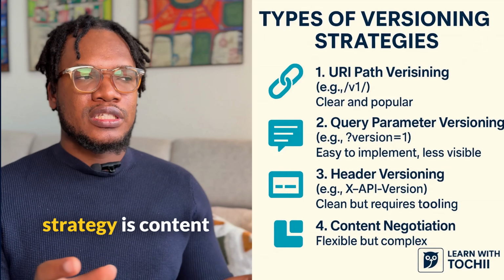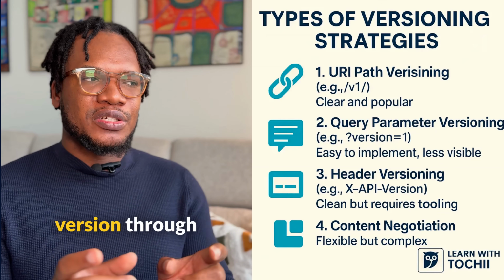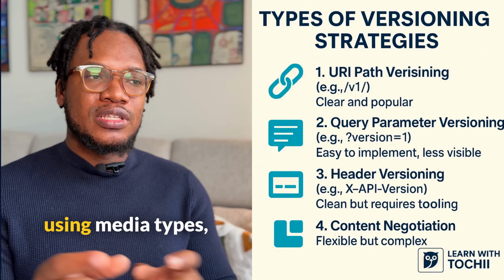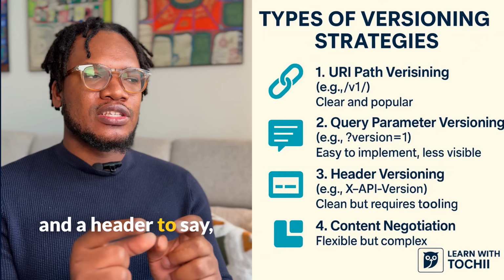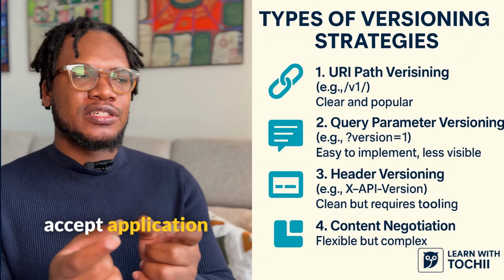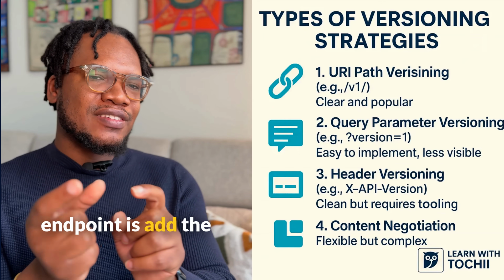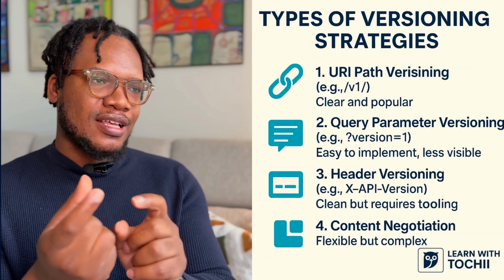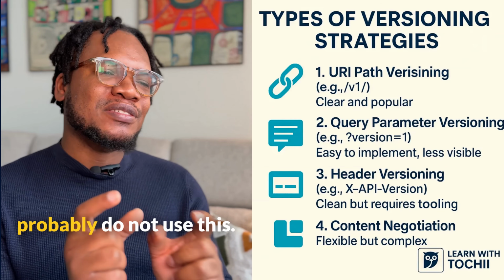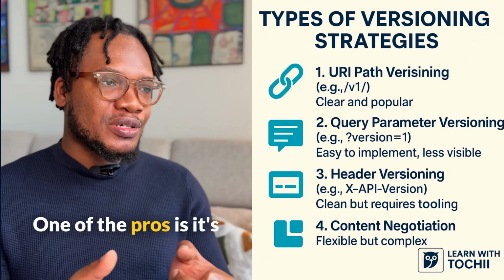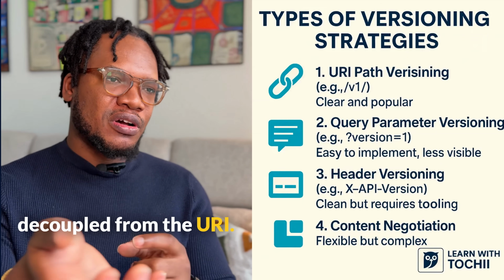Another versioning strategy is content negotiation versioning. This specifies the version through the accept header using media types. I would use a call and a header to say accept application/whatever that endpoint is, and add the versioning behind that. I know that sounds a bit complicated. That's why most people probably do not use this. One of the pros is it's clean. Its versioning is decoupled from the URI.